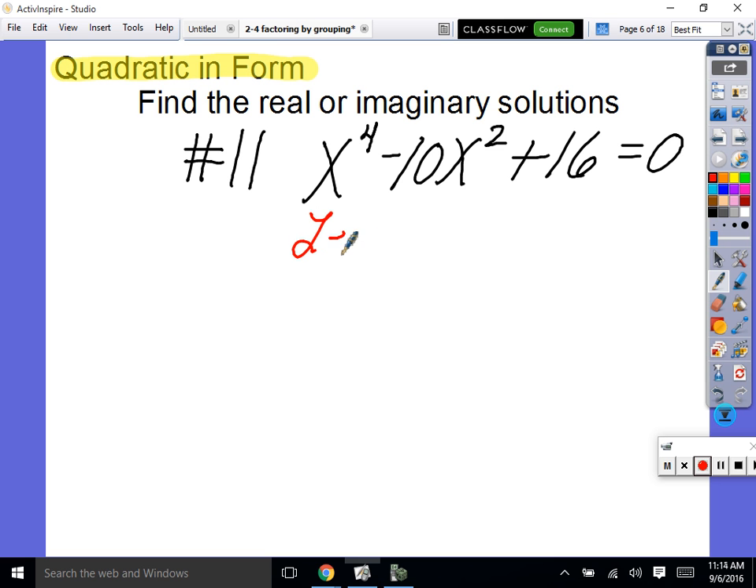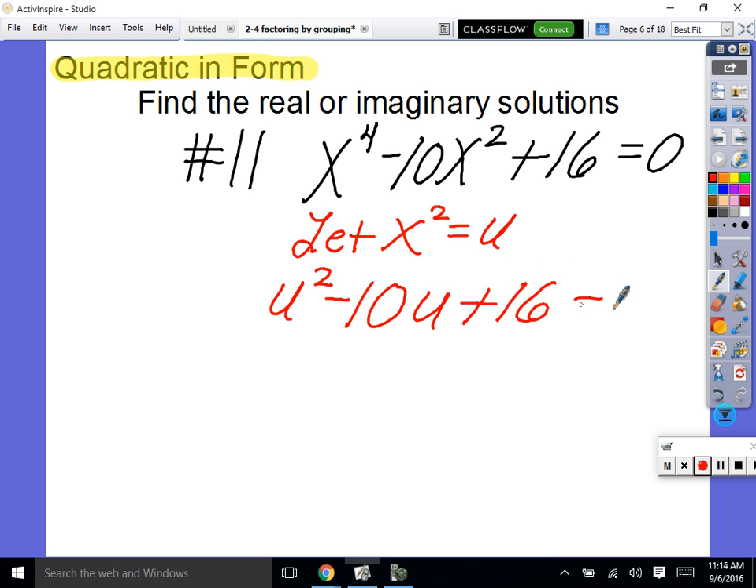So we're going to let x squared equal u. So we know that this is going to be u squared, right? X squared squared. Do I have to rewrite it out again, or does everybody understand? You got it? Minus 10 u's. X squared is u plus 16 equals 0. Now we say, okay, it is now quadratic. So we're going to solve by factoring if possible, if not quadratic formula.